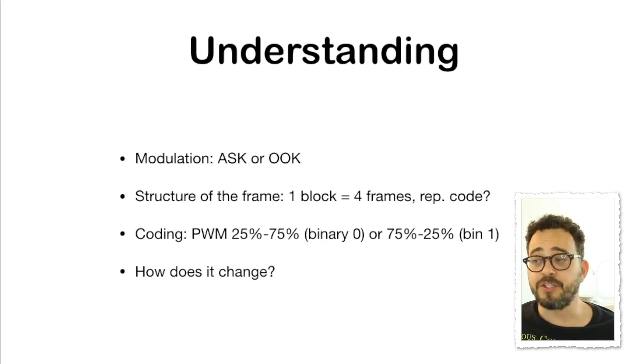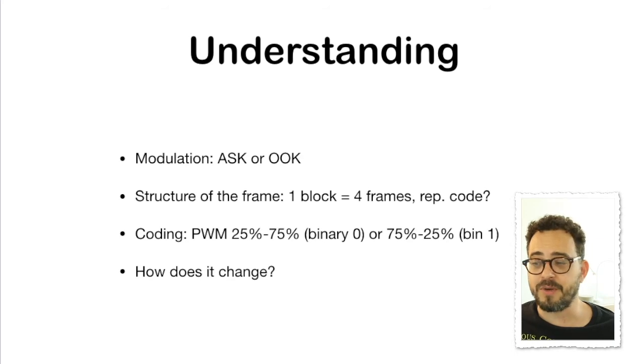Now we will try to answer the last question. So how does the signal change, for example, when you change the buttons? So we've seen how the signal changes for the same button. We have 4 frames, and the first two frames are different from the last 2 frames. Now we're going to see what happens when we have different buttons pressed.